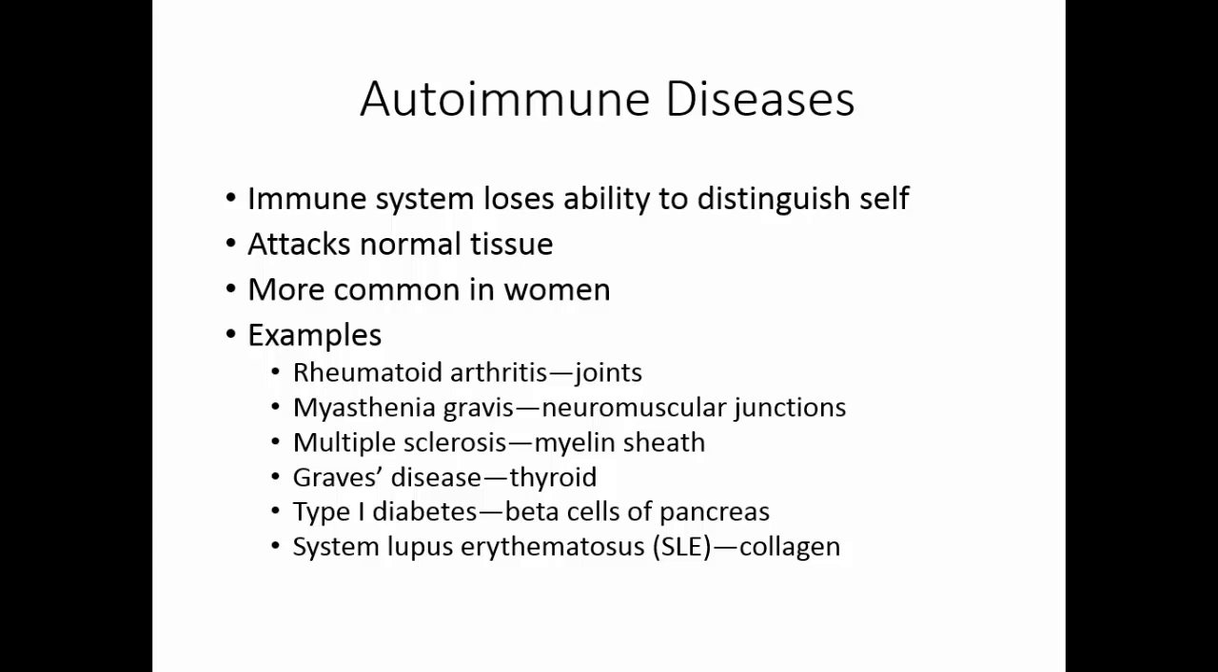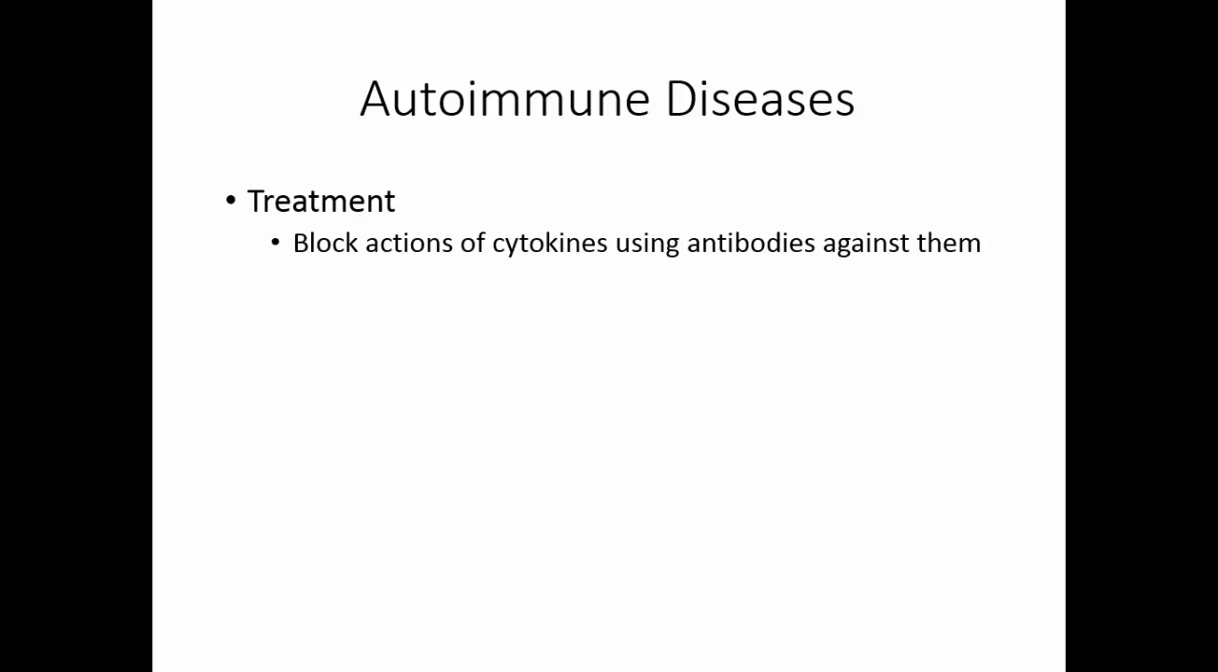If it's destroyed in the skin, these people are plagued by unpleasant rashes. If the collagen of the heart is destroyed, they can die very quickly from heart disease. Glomerulonephritis is an autoimmune disease where the kidney filtration membrane is damaged. To treat autoimmune diseases, they try to block the actions of the cytokines by using antibodies against them, or they try to block co-stimulatory molecules.